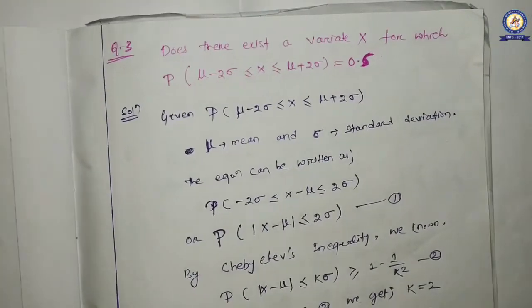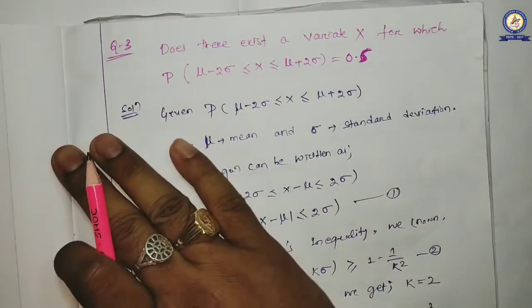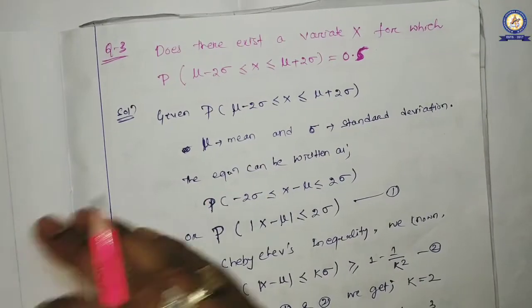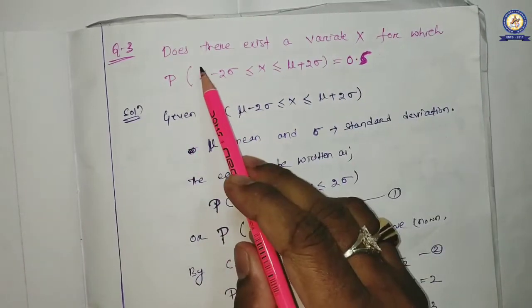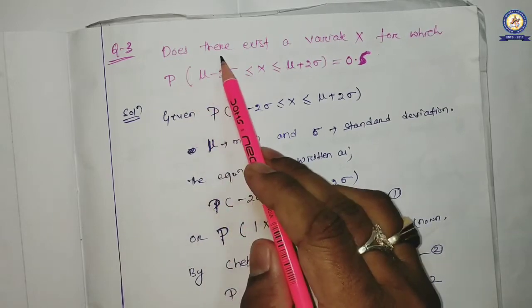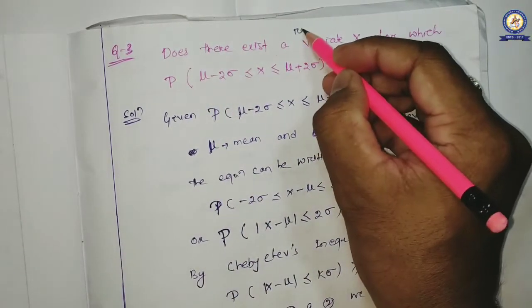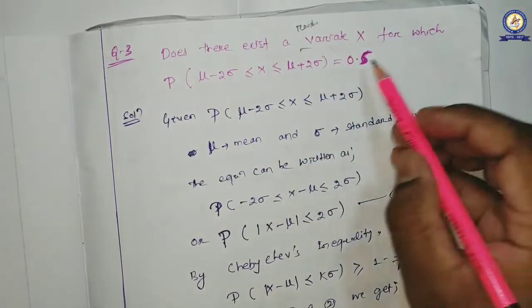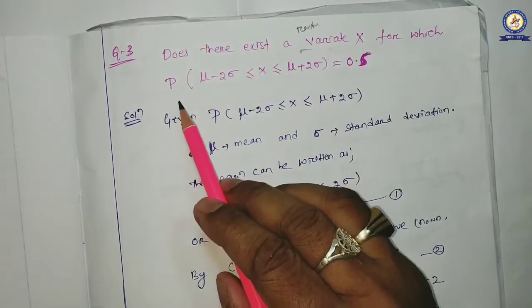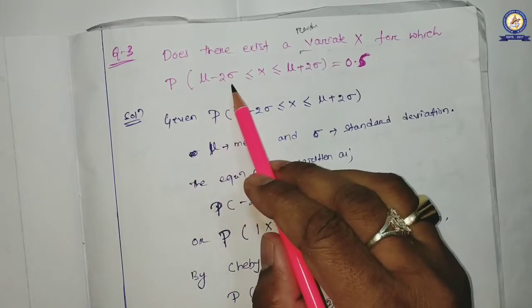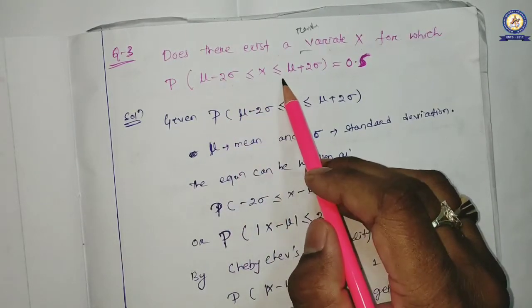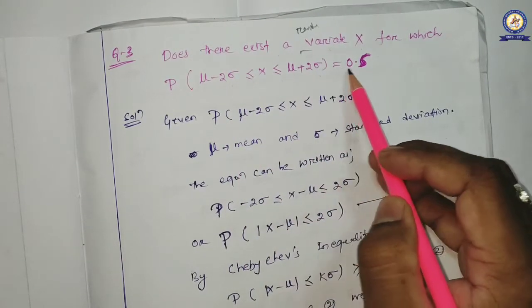Next we are going to go for the next question. Question number 3. This is another interesting question: does there exist a random variable x for which the probability of mu minus 2 sigma less than or equal to x less than or equal to mu plus 2 sigma is equal to 0.5?